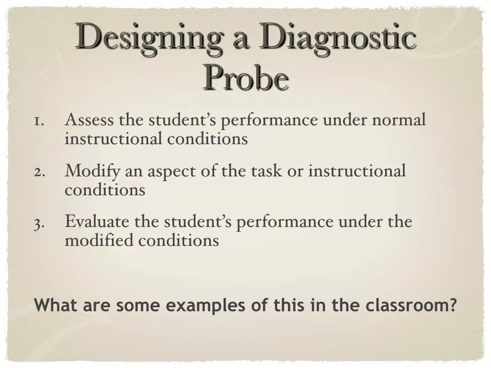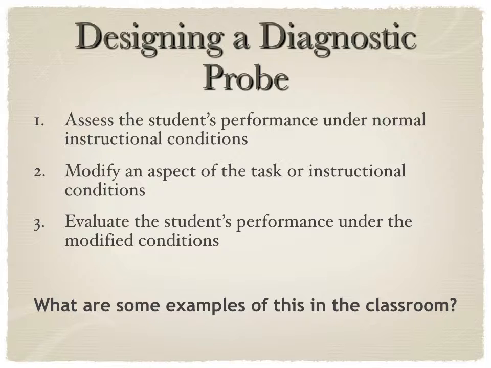So we're going to change something about the task or the instructional conditions, and then we will reevaluate the student's performance under those modified conditions, and we will determine if the change that we did or the modification had a positive or negative impact, or if it didn't have any impact at all on the student's performance. So this is a way to rule out environmental or task demand features that might impact a child's performance or achievement.